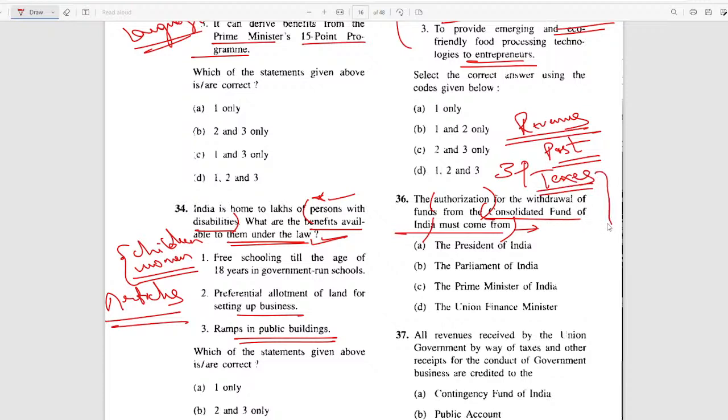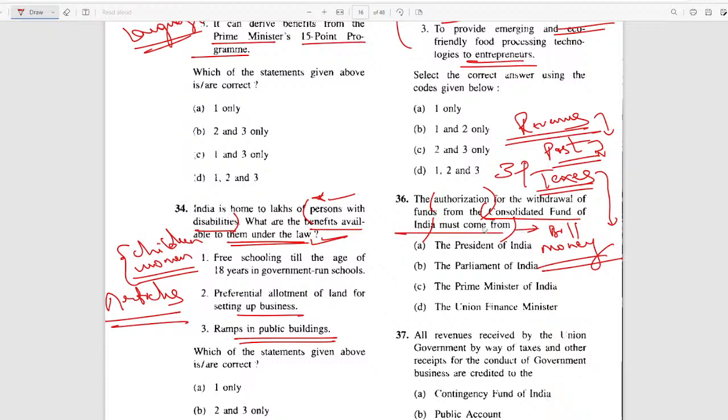So understand what kind of funds are there, what kind of approvals are required, whether the money bill has to be passed or not, how the money bills are related to these funds, and what are the differences between a money bill and other normal bills. Go through these things. These are important.